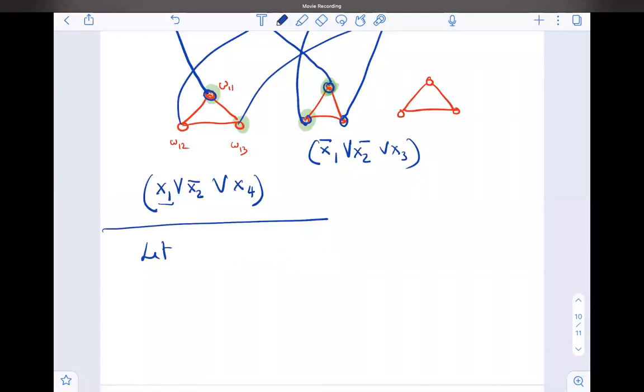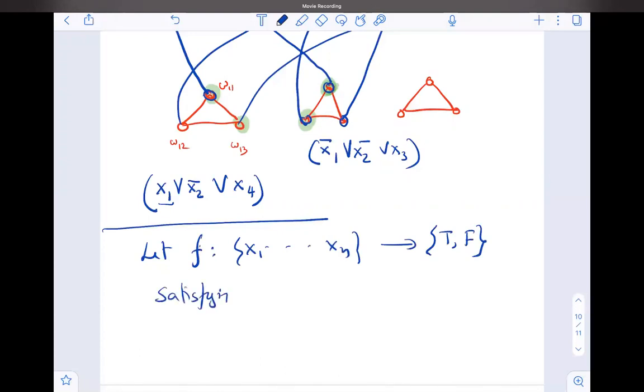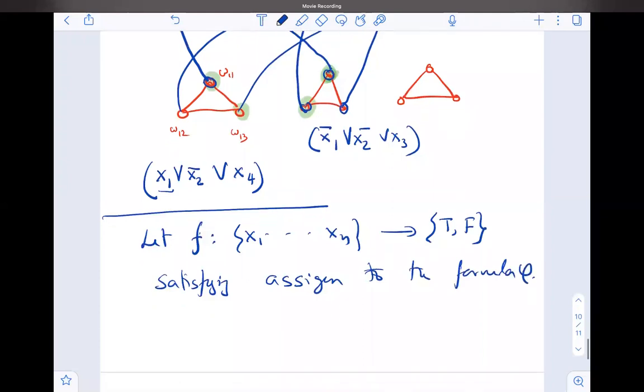So what is the satisfying solution? I have a set of variables x1 to xn, and they have been mapped to true and false. So this is a function, right? And this is a satisfying assignment to the formula phi. Okay. Now, if this is the case, then this is what I will do.